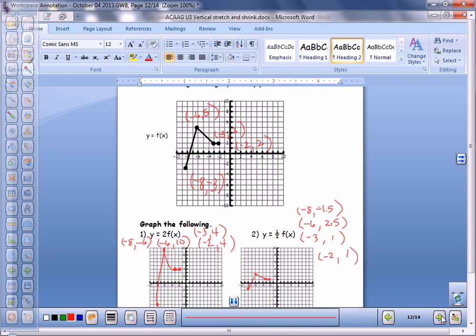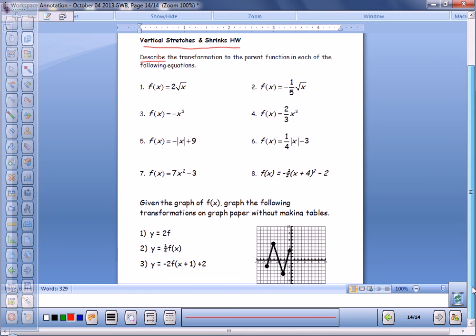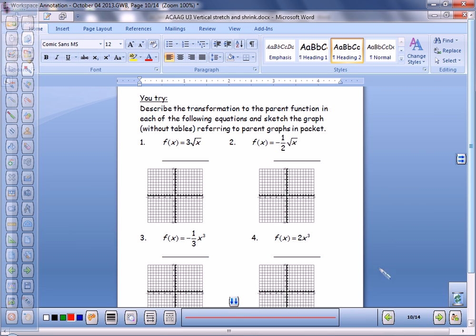Your homework tonight will be your vertical stretches and shrinks homework. You are just to describe the transformations on 1 through 8. But on this bottom section, you're supposed to actually do the graphs without making a table. Okay? All right, so take a moment now to do some of these Try-Its. If you finish before your peers, you can go ahead and start your homework. Press play when you're ready to check these out.